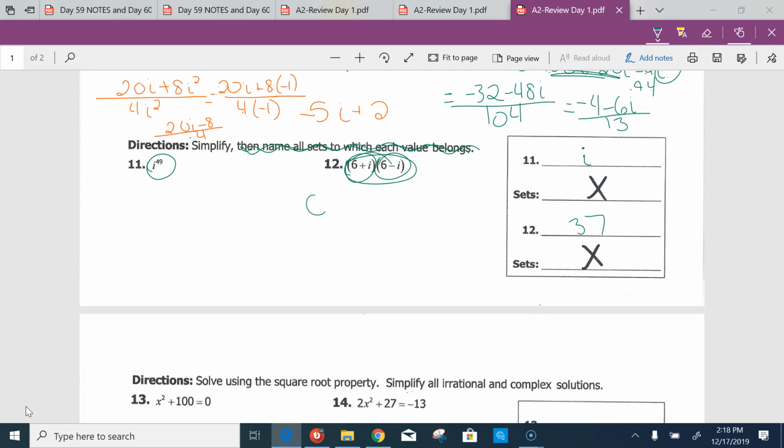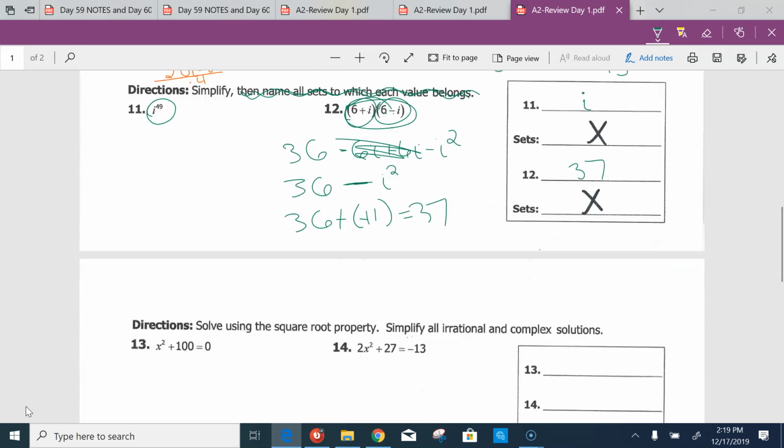In this case, we would get 6 times 6, which is 36. 6 times i is negative 6i. i times 6 is positive 6i. And positive i times negative i is negative i squared. These cancel out in the middle, so I end up with 36 minus i squared. i squared is negative 1, so I get 36 minus negative 1, which becomes 36 plus 1, 37. That's how you get that.